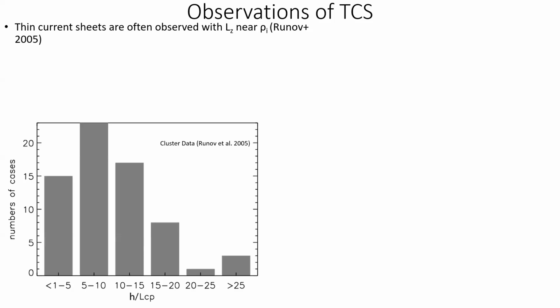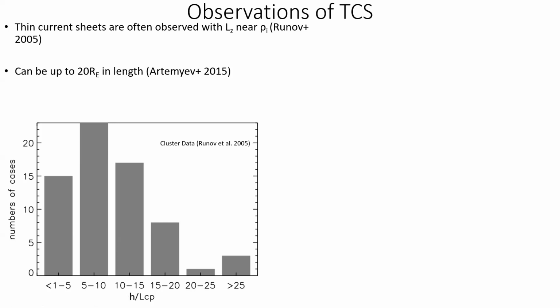So let's talk about the observations of such thin current sheets. They're often observed with L_Z, the length scale normal to the current sheet, near the ion Larmor radius, as measured in the upstream magnetic field. This is a distribution of current sheet widths compared to the Larmor radius from Cluster data, Runov et al. 2005. A majority of them have that length scale being less than 10 times the Larmor radius, and a significant portion of them are even smaller than that.